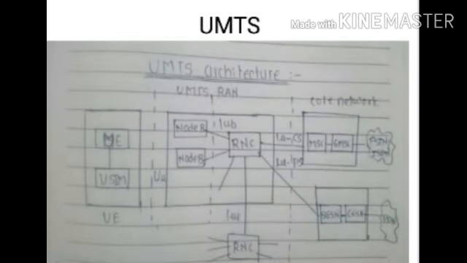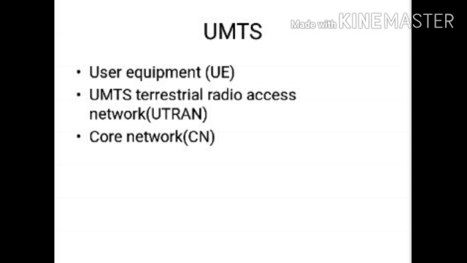Next is the UMTS architecture. UMTS is the Universal Mobile Telecommunication Standard. This is the architecture of the UMTS. In that, three main systems are useful. First is the UE, that is user equipment. Next is the UMTS terrestrial radio access network, and third is the core network.